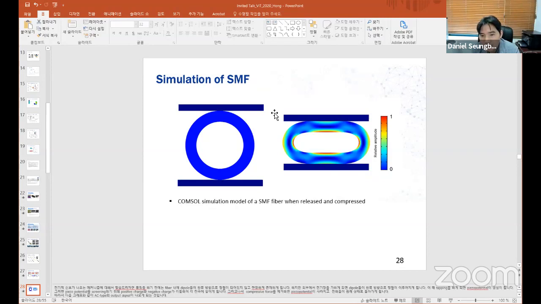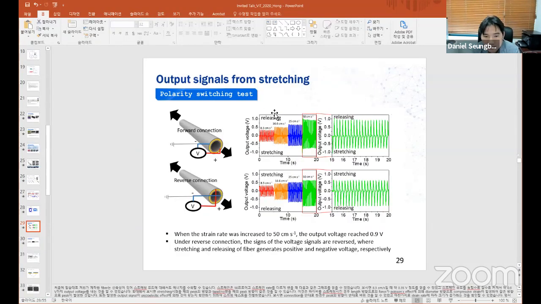Fiber is amazing in the sense that you can squeeze it to the extent that it's not possible with a bulk wire. And you can see that by reversing the connection, the signal is really there. It's not something like an artifact or capacitive charging or discharging. Depending on the rate of stretching and releasing, the output voltage scales with the velocity. To give you some numbers, when the strain rate was increased to 50 centimeters per second, the output voltage reached 0.9 volts.